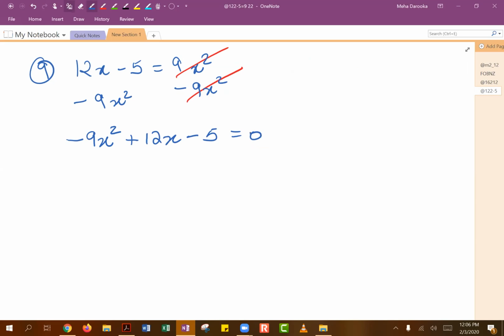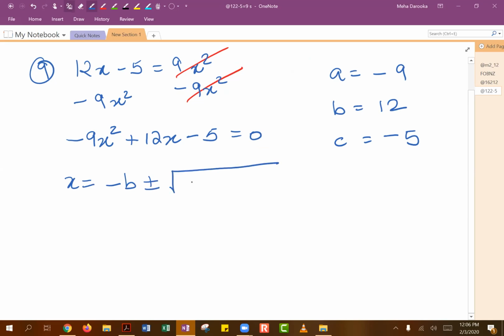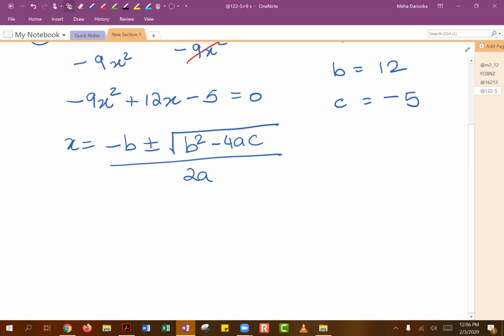Okay, so let's identify our values. I'm actually going to put them on the side here. A is what? Very good. Negative 9. B, positive 12. Good. C, negative 5. And again, I'm going to write down my formula. X equals negative b plus or minus square root of b squared minus 4ac over 2a. If you get in that habit, like I said, it helps you remember your formula.